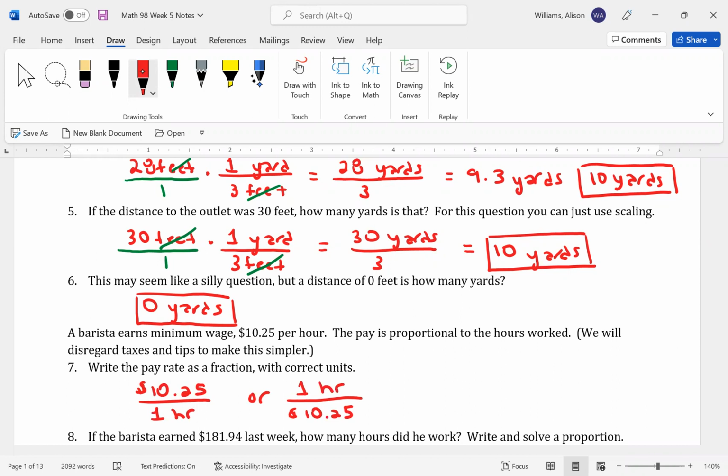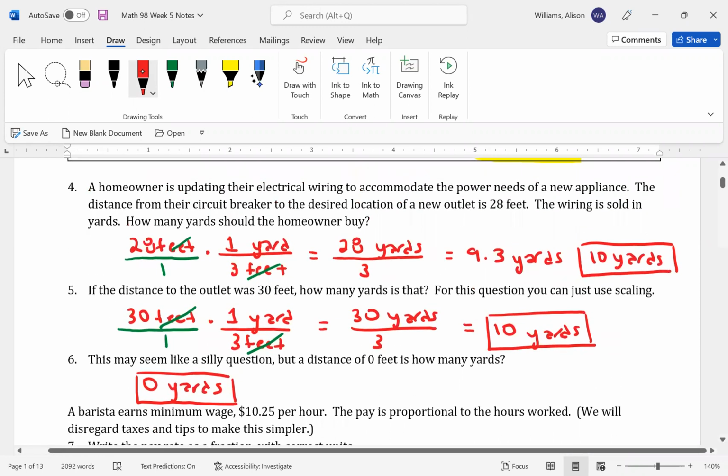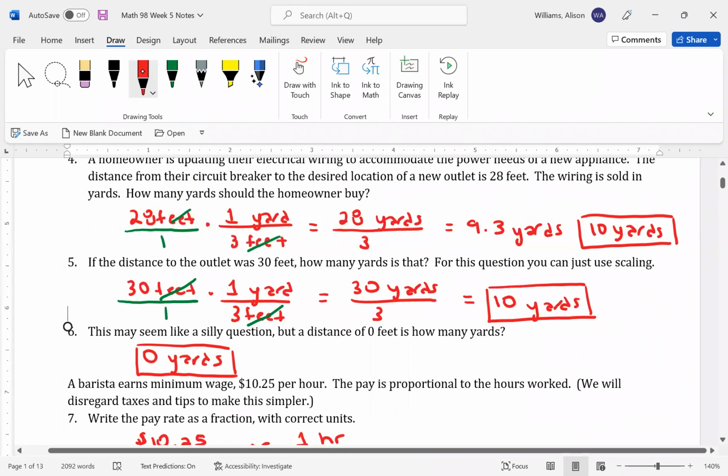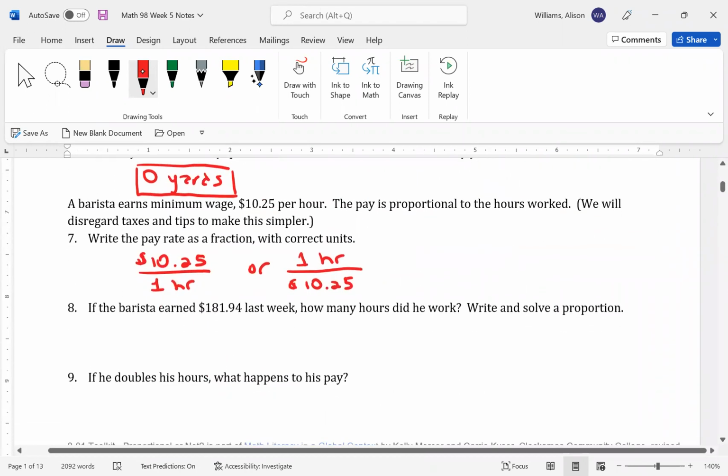So in these particular problems, numbers 4 and 5, we were asking how many yards we have. That's why we wanted yards in our answer. So we intentionally chose to get rid of feet so that we would have yards as the unit of our answer.